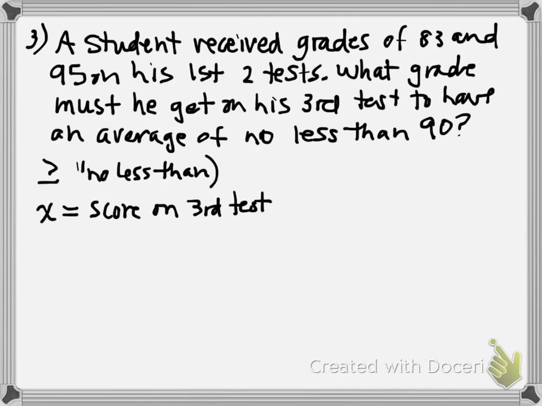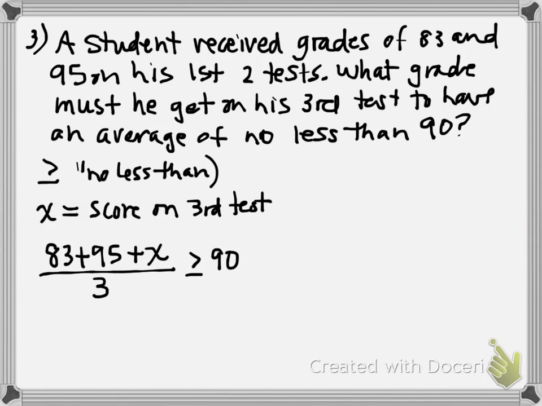So to do averaging, we take the scores that we know, add the third test, which is the unknown, divide by the number of tests we took, 3, that's how we do average, and say that's greater than or equal to 90%, sorry. There I go again, sorry.